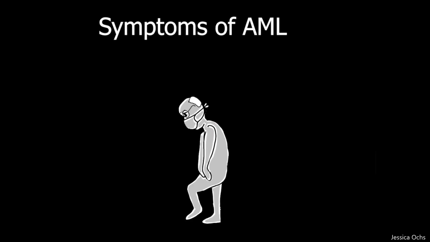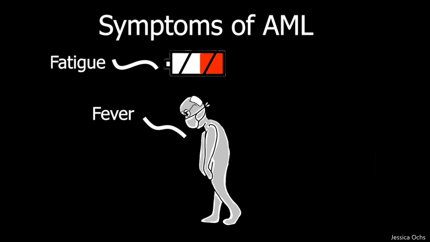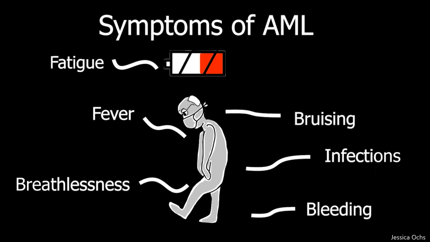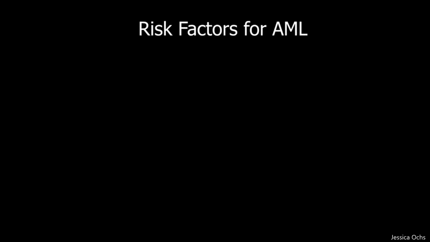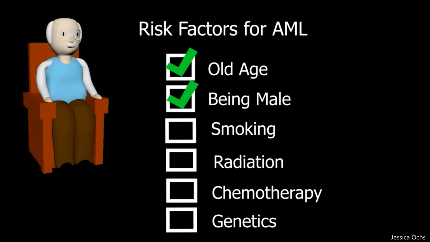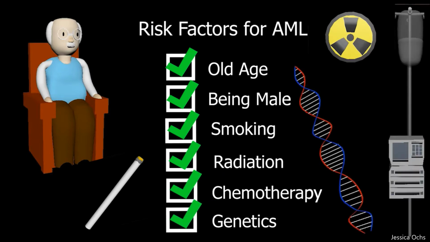What are the symptoms of AML? Common symptoms include fatigue, fever, breathlessness, frequent infections, bleeding, and easy bruising. What are the risk factors for AML? A risk factor is a characteristic that may affect your chance of acquiring a disease. Risk factors for AML include old age, being male, smoking, prior exposure to radiation, previous chemotherapy treatments, and genetics.